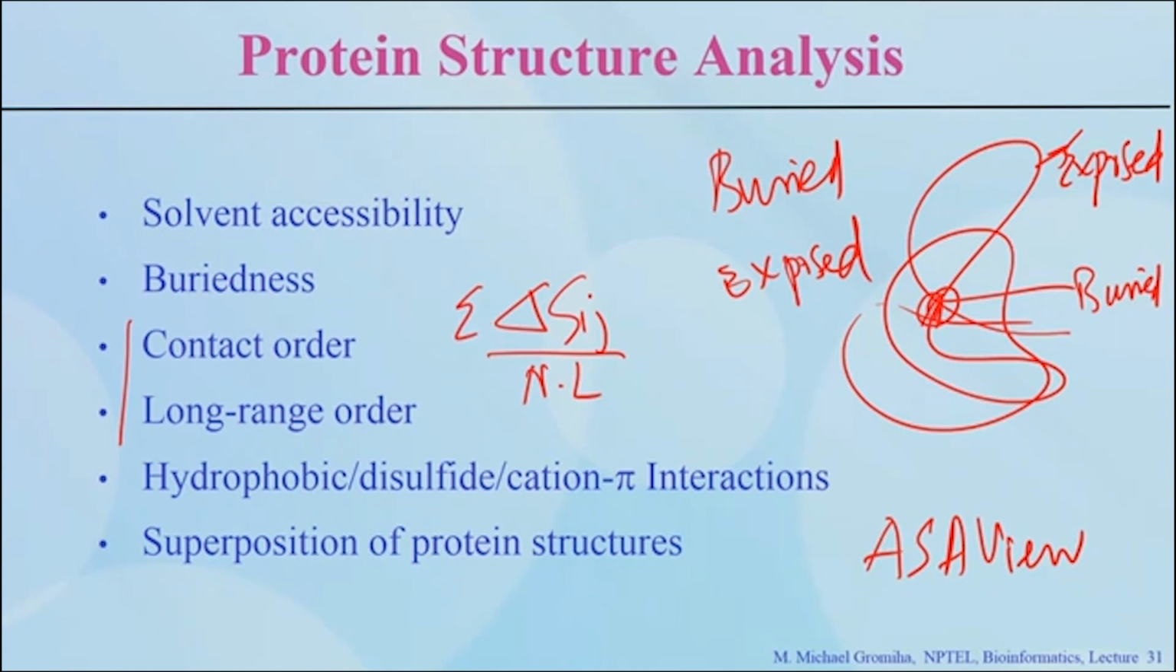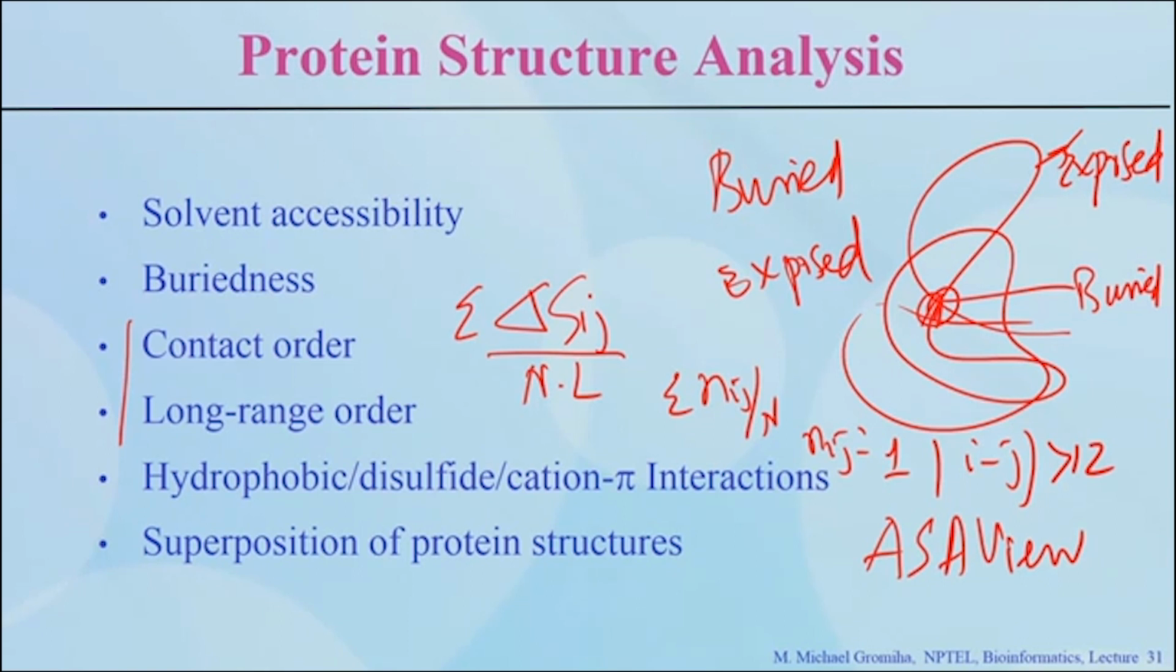What about long range order? You can use Nij by N. So, Nij equals 1 if the absolute value of i minus j is greater than or equal to 12. This will account only for the long range contacts. Then we also have the hydrophobic contacts, disulfide interactions, and cation-pi interactions, based on the contact between some specific residues, whether the carbon atoms, or the positive charge and aromatic residues, or the cysteine, and so on.